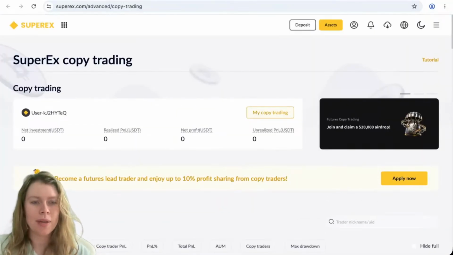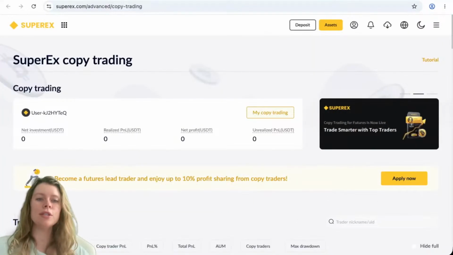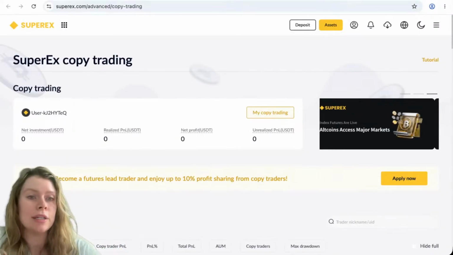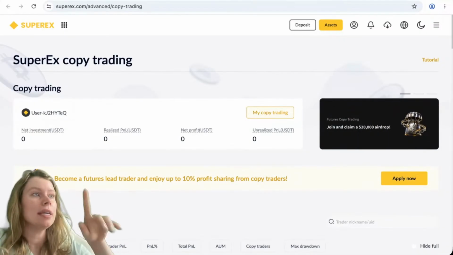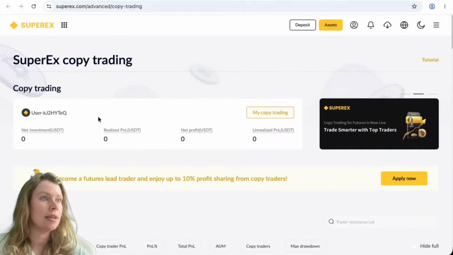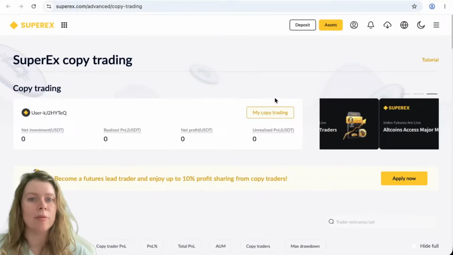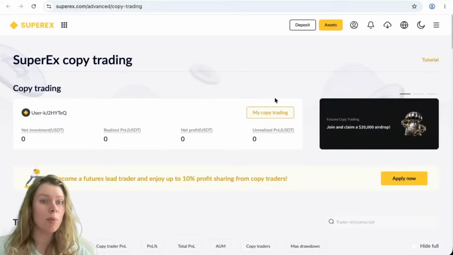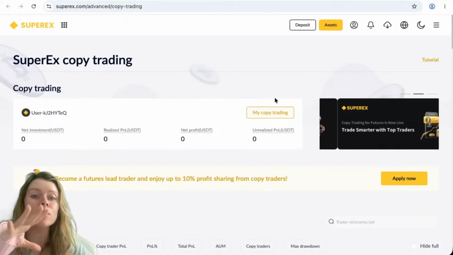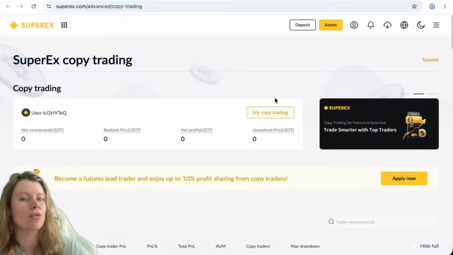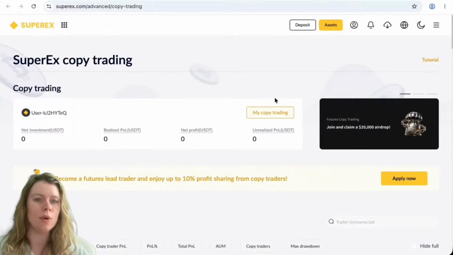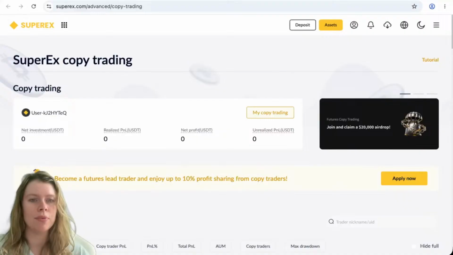Okay, dokie. So this is the SuperEx copy trading hub. There are four things that we need to know. Number 1, the top section is our dashboard, which is up here. Right now, my net investment and P&L are all 0 because I haven't started. But once you start copying, this is where you'll see your real-time profit and loss across the traders you follow, okay?